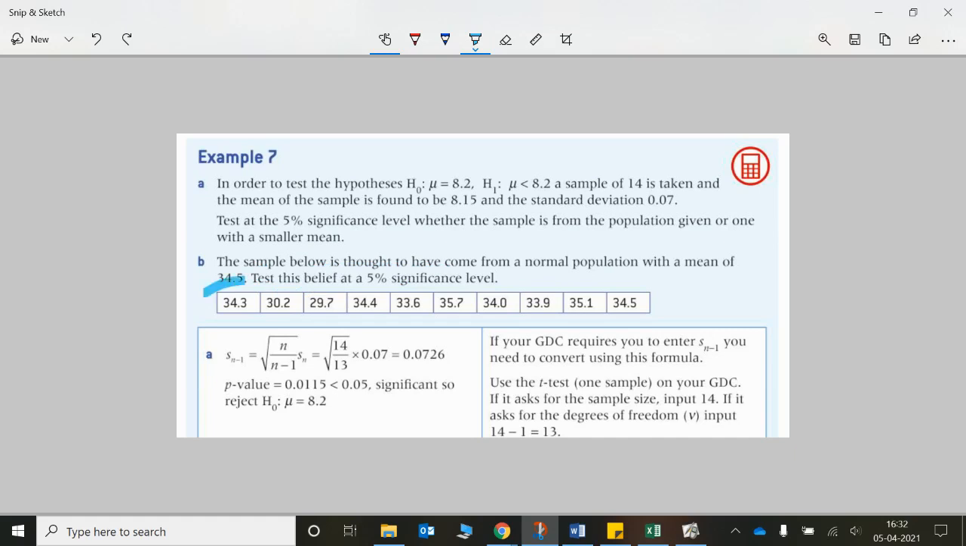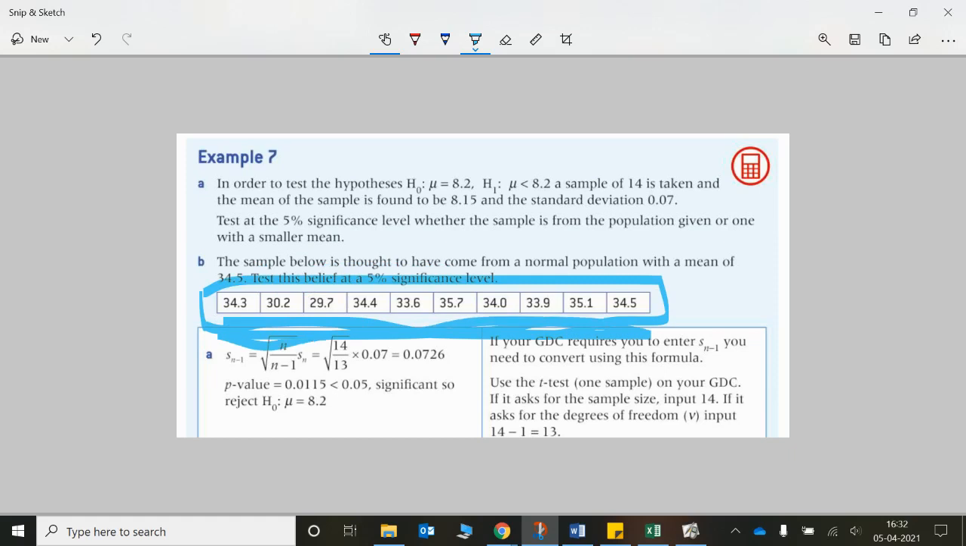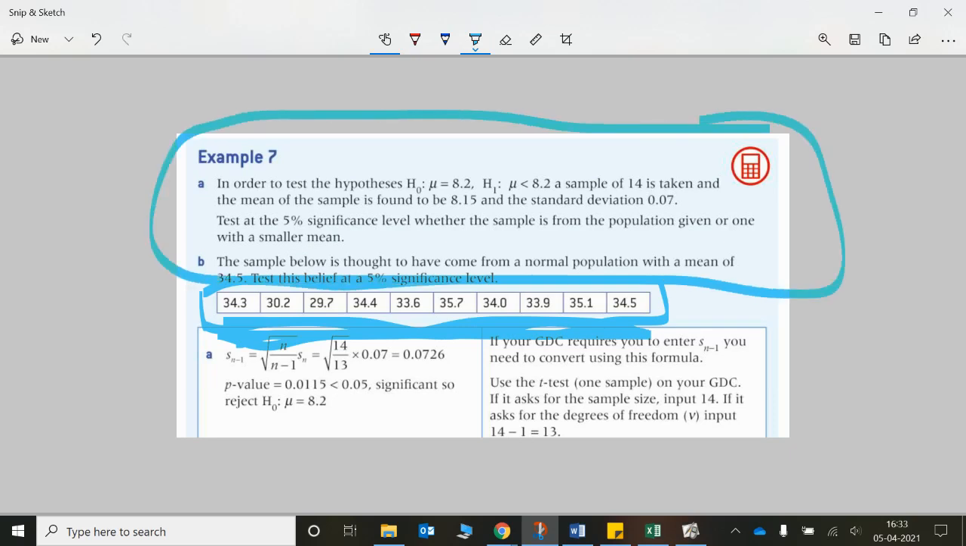Now, what we could do is go to spreadsheets and put in this information and then work out one variable statistics. You'll get a list of statistics, and included in that list it will say Sx, Sn minus 1, which is your unbiased estimate for the standard deviation of the population based on the sample standard deviation. You can also get the mean from that information, and then you can do exactly the same method as part A.